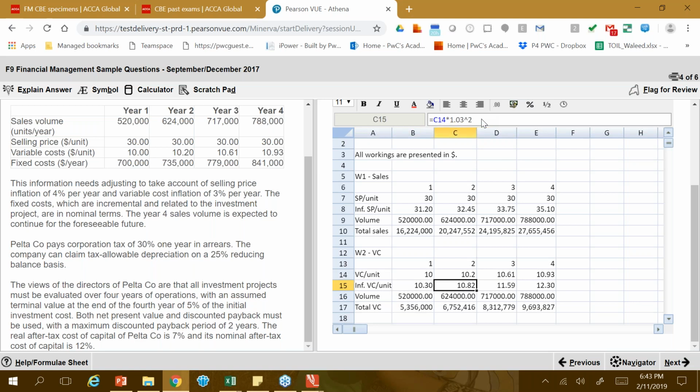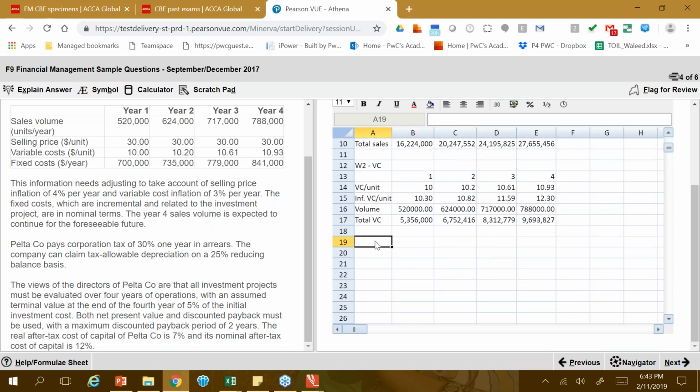So any question on sales and variable cost before we move on? Any quick questions on sales and variable cost before we move on? Okay, seems all okay. Next thing is working 3, which is the tax saved on depreciation.